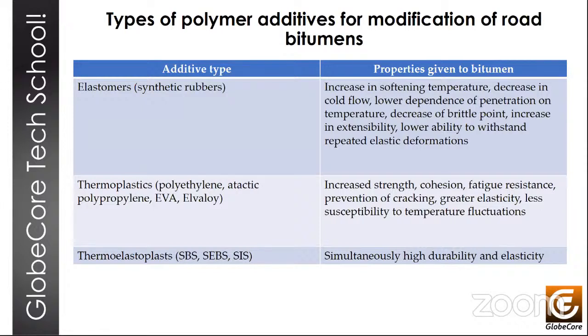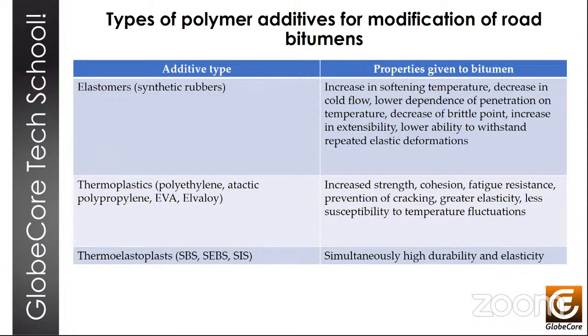The introduction of thermoplastics increases strength, cohesion, fatigue resistance. It prevents cracking. At the same time, it imparts elasticity and reduces susceptibility of the material to temperature fluctuations. Thermoplastic elastomers are a class of synthetic polymers consisting of hard and elastic segments. The combination of these segments provides thermoplastic elastomers with both high strength and elasticity. Flexible and resistant bitumen coatings are produced by adding SBS rubber, styrene butadiene rubber, to bitumen.